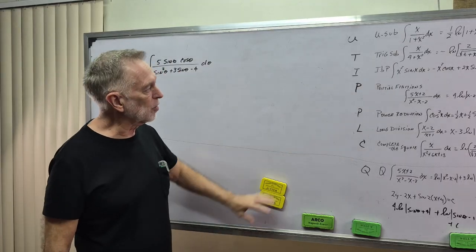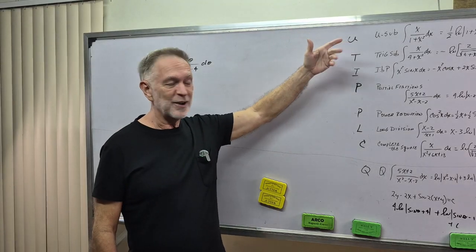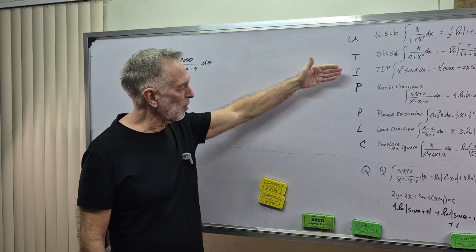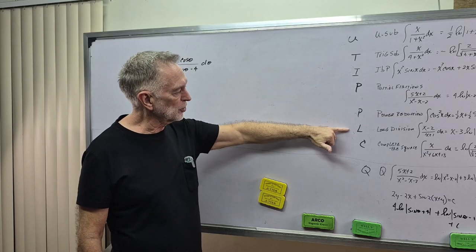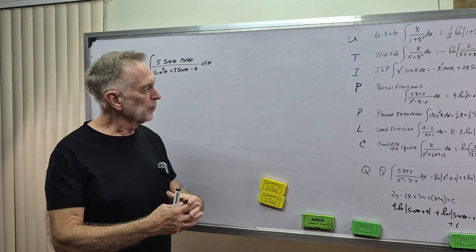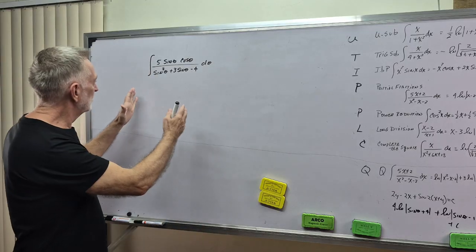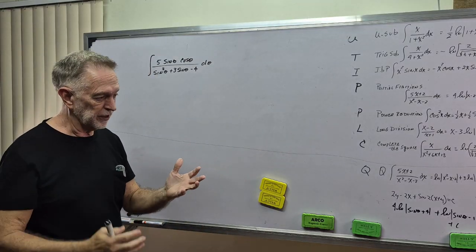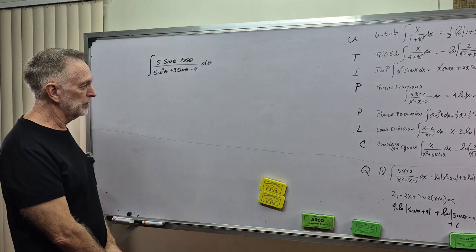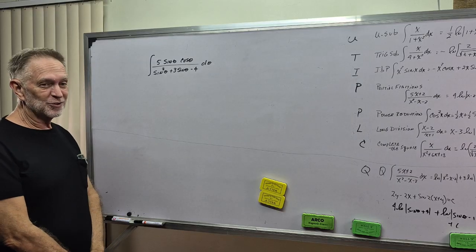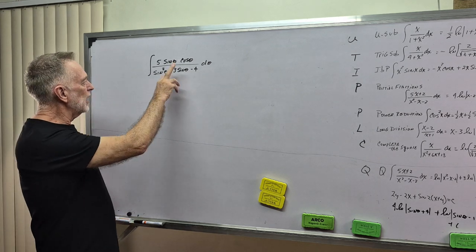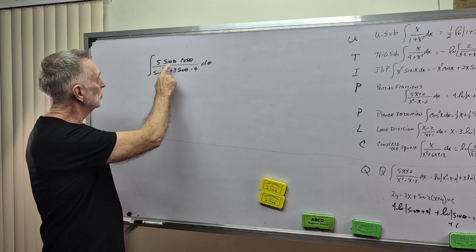So for the tools that we talk about on this channel, we use the acronym UTI PPLCQ, which is U sub, trig sub, integration by parts, partial fractions, power reduction, long division, completing the square, and something that I call method of quadratics. So when you look at a problem, to help organize yourself, which of the tools do you need to use here? There's also when in doubt, factor.